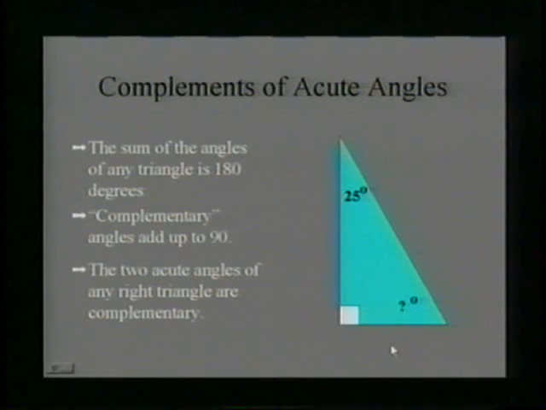I'll give you a second. What do you think that other angle is? Well, it's 65, subtracting 25 from 90. That's what it would be with complementary. Subtracting it from 90. That's what you want to remember. So the two acute angles of any right triangle are complementary. We'll be seeing that in a second.